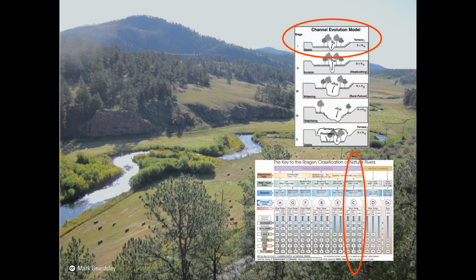This image of a nice, well-behaved little stream fits neatly into the conceptual models that fluvial geomorphologists developed for us in the 1980s and 90s. The upper one is Stanley Schumm's classic channel evolution model, and our stream comes out in stage 1. The lower one is the Rosgen river classification system, and our example keys out as C4.